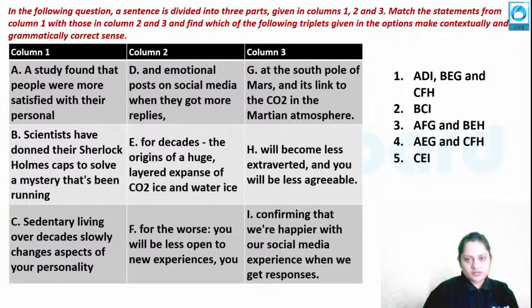Okay. 3 triplets that are correct here. Without any grammar error also. Context wise, totally correct. Option number A.